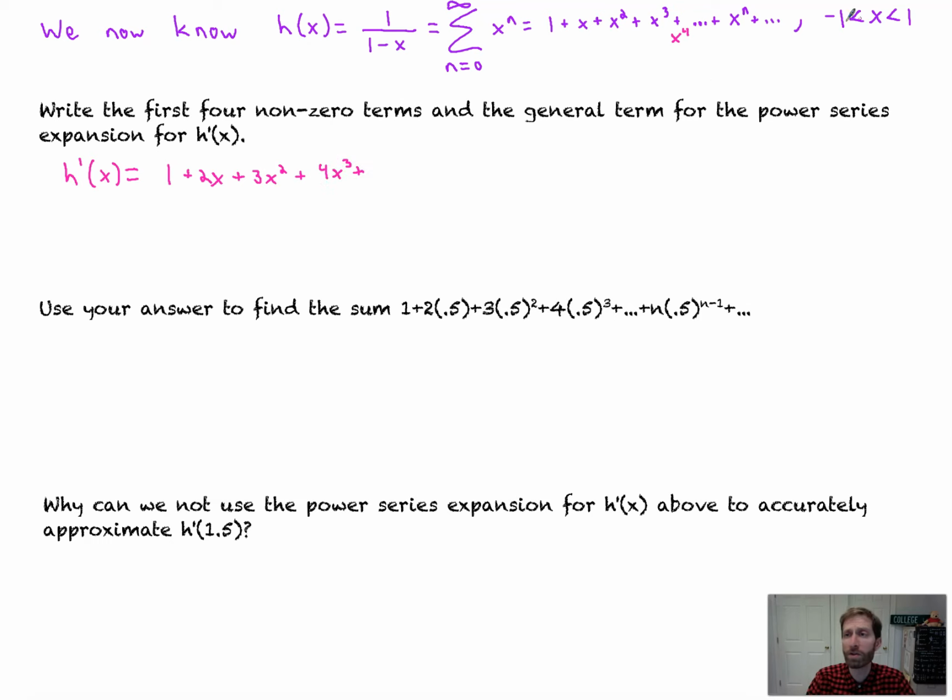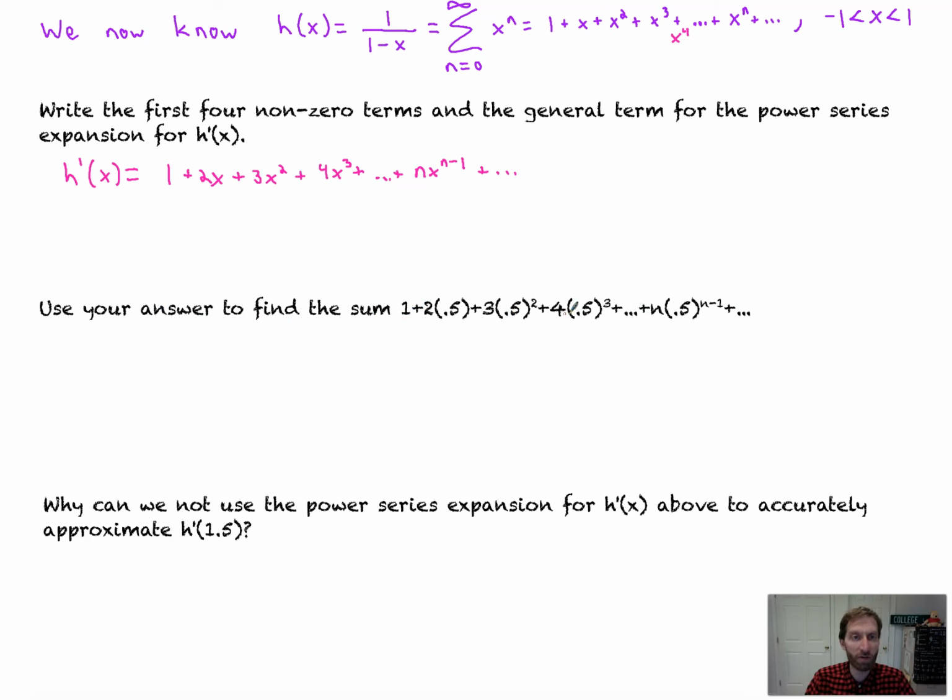It's the first 4 non-zero terms, plus the general term's derivative, n times x to the n minus 1, and then that keeps on going on and on. That's over that interval of convergence, of course. That's our power series for the derivative. It then says use your answer to find the sum, that sum. And you're like, how the heck am I going to find that sum?